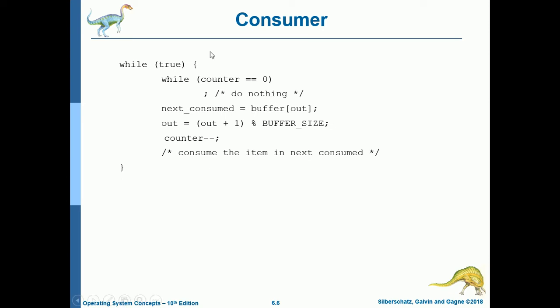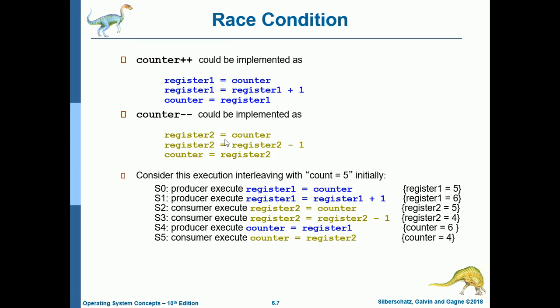Next is the code for the consumer for consuming the buffer. So while true, while counter is equal to 0, do nothing. Of course, how can the consumer consume a buffer if the stock of the producer is empty? But if it's not empty, we have next_consumed is equal to buffer[out]. The contents of the array buffer will be stored in next_consumed, and then the result of (out + 1) modulo BUFFER_SIZE will be stored in the variable out, and then counter will be decremented. Because of that, this illustrates the race condition for the producer-consumer problem.